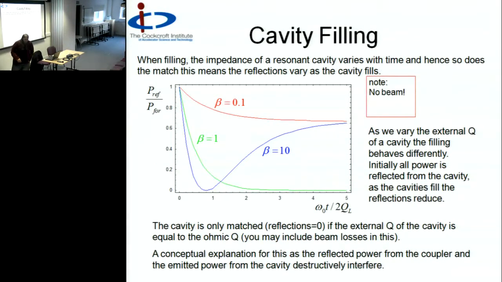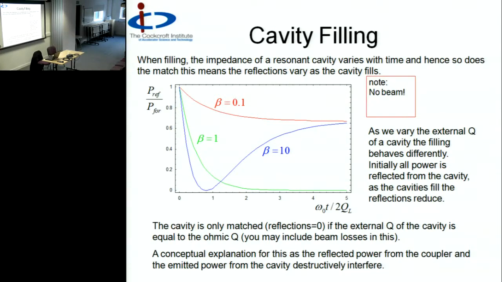Now when filling, you get slightly more complex behaviour. Because what happens is, when I said the reflections go to zero, they don't instantaneously go to zero. Because you have an impedance mismatch in there. Your cavity has an impedance of, I don't know, a mega ohm or something like that. Typically, a mega ohm is your normal cavity impedance, or giga ohms for superconducting systems. But your klystron and transmission line have a 50 ohm impedance. So you're trying to match a mega ohm into 50 ohms. Doesn't quite go, so you get a lot of reflections.